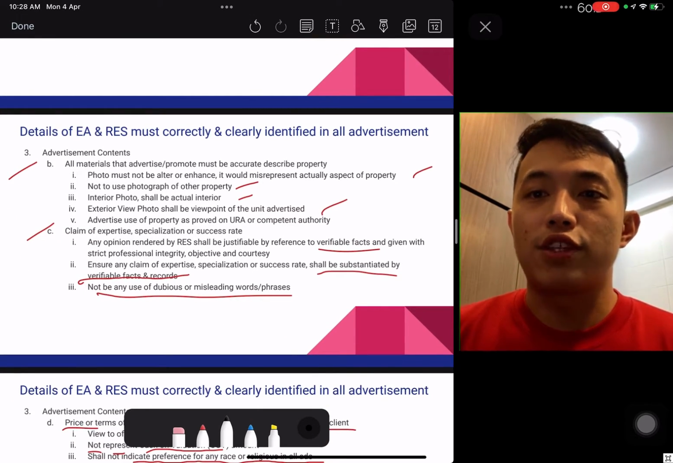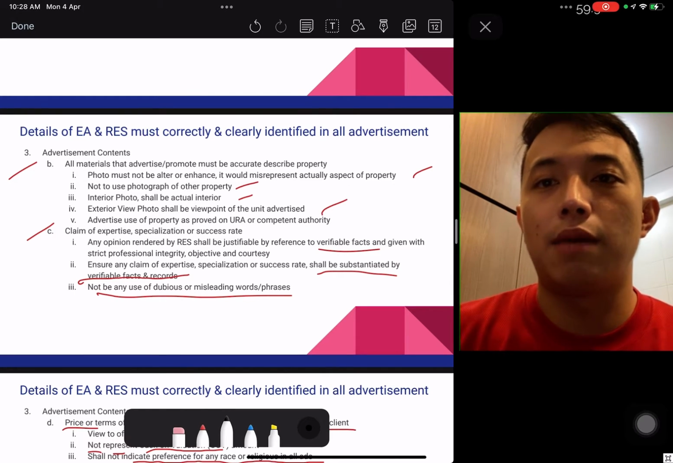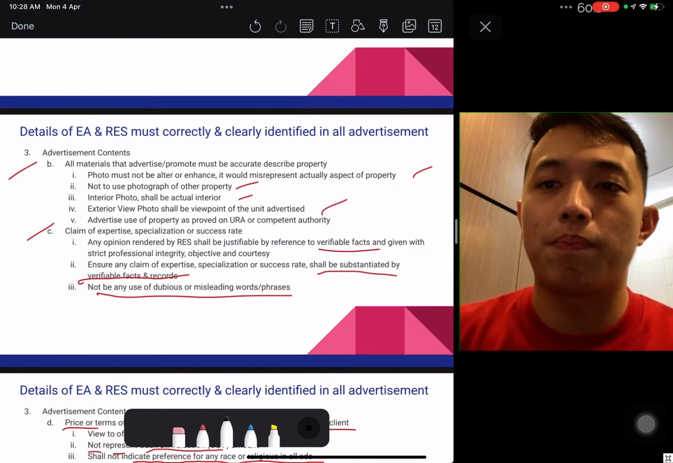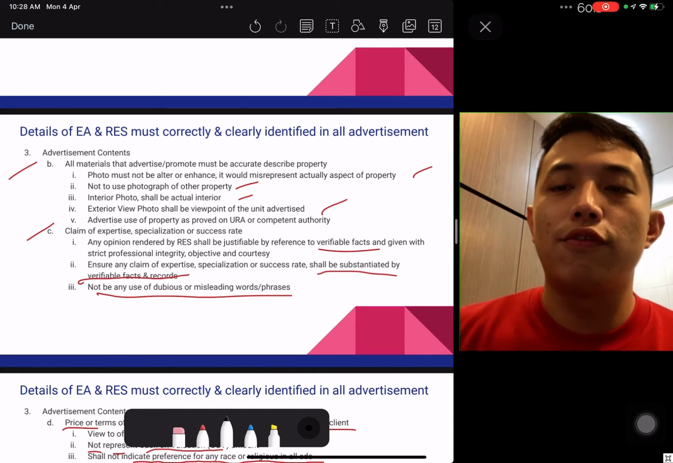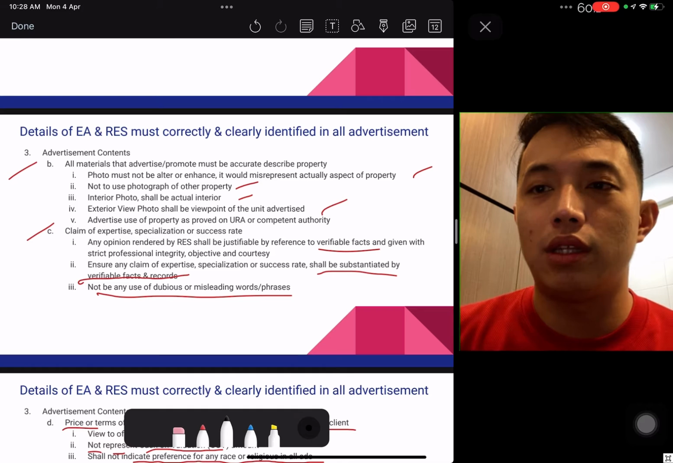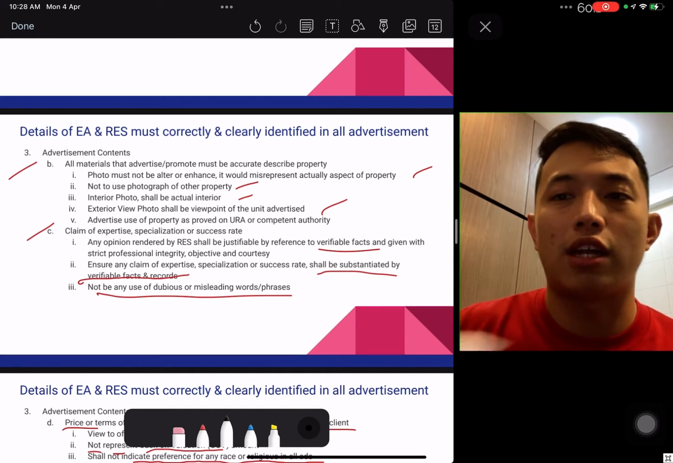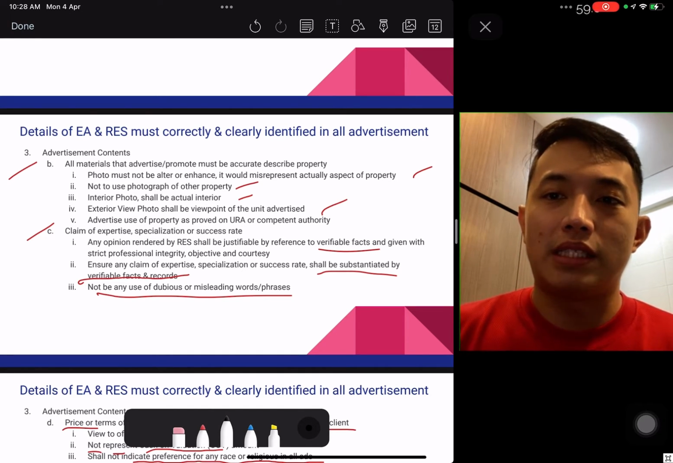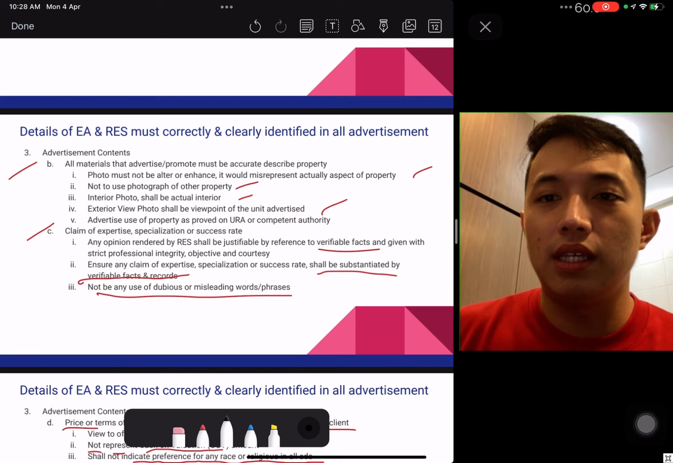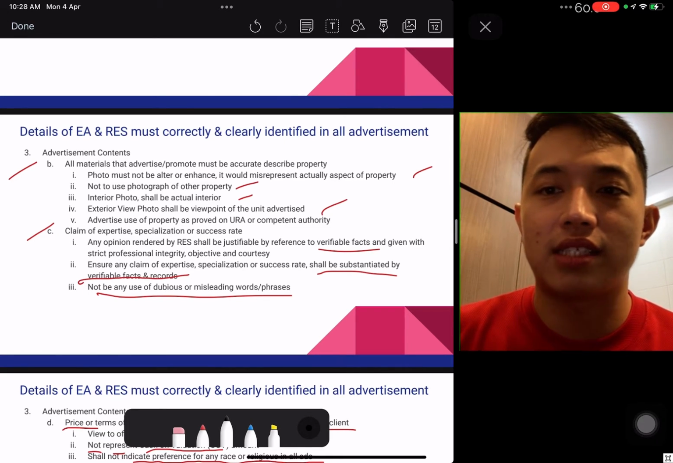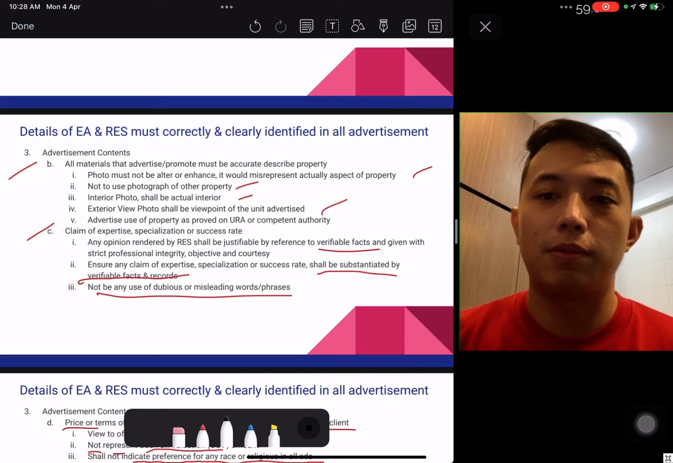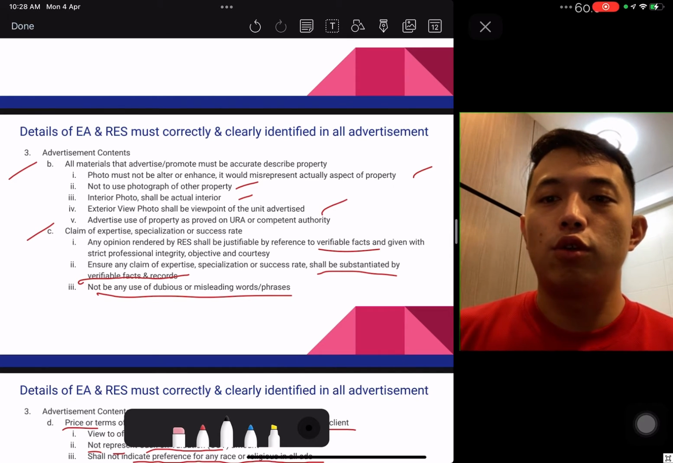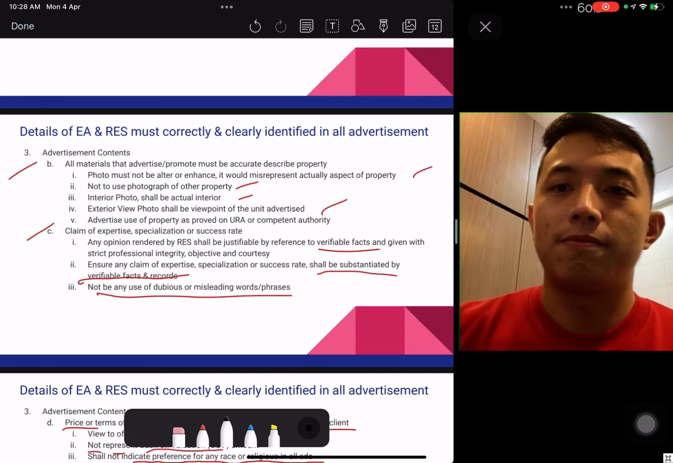So all advertisement photos must not be altered, and must use the original photo of the property. Internal photos must be of the internal of the property. External view must be the view from the unit. You cannot use other units or other places, okay? For claims of expertise, you must have verifiable facts given with professionalism. Any claims of sustainability must have sustainable facts. Also again, do not use misleading words.